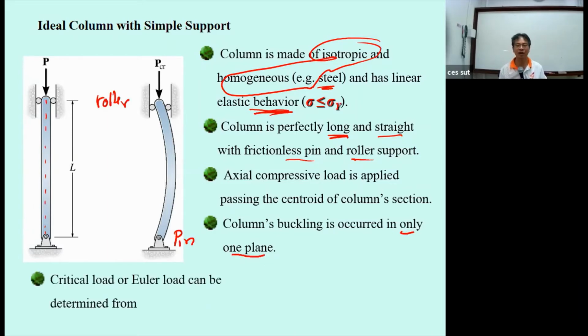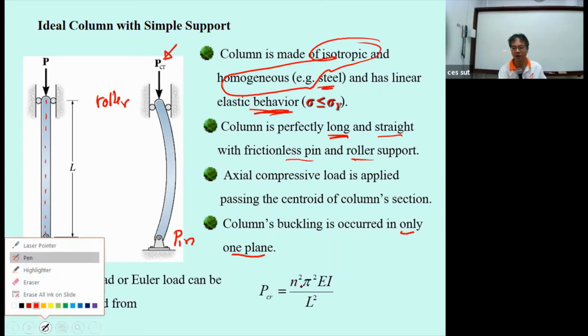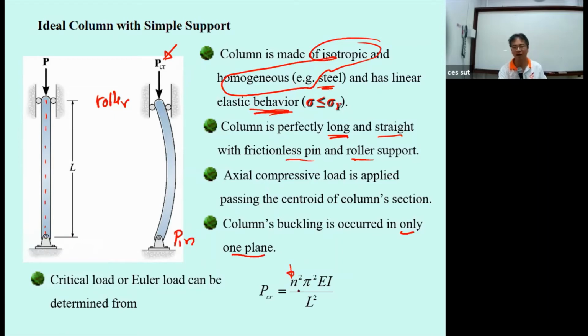Euler derived the equation. Euler said the buckling load that produces buckling of the column can be computed using this equation, in which n is the number of curves. If the column has just two supports, it has n equal to 1. But if you add a support at the middle, the deformed shape of the column will have 2n, the number of curves that occur in the column. E is the modulus of elasticity, as we talked about before, and I is the moment of inertia of the section.